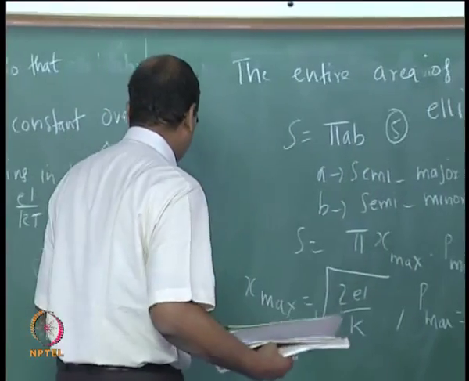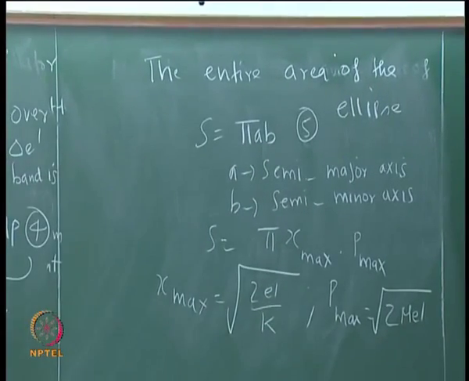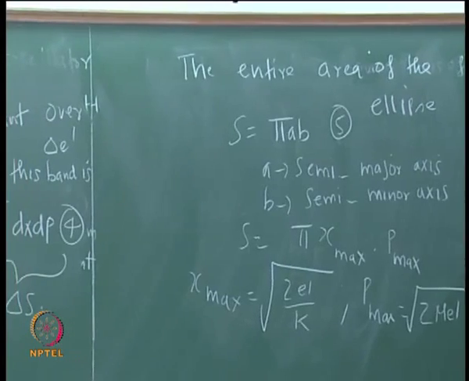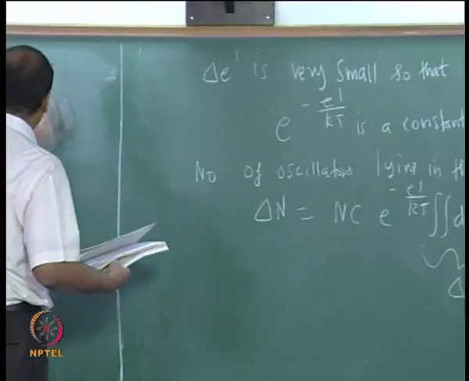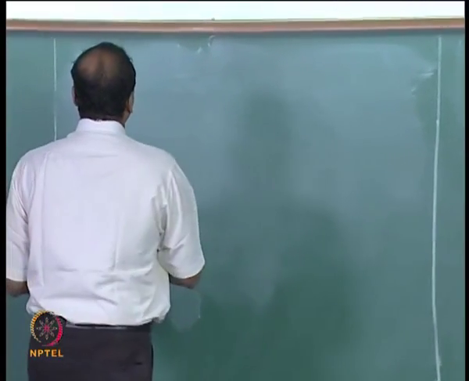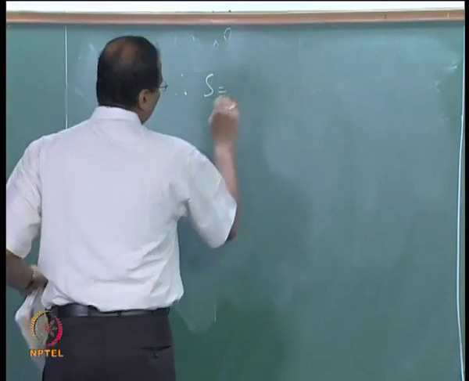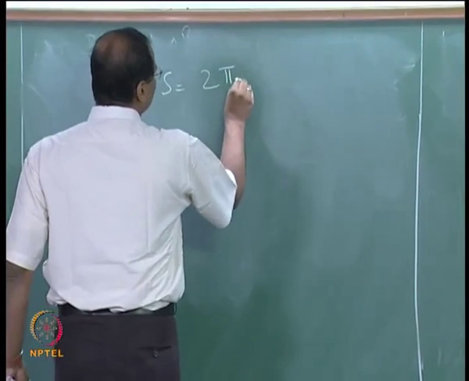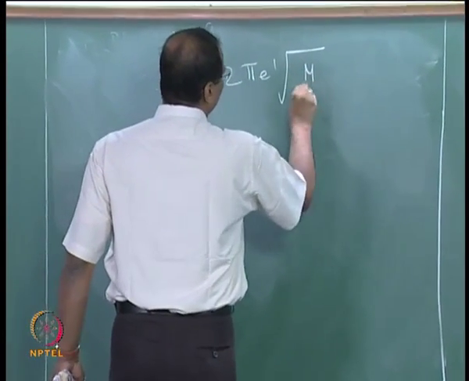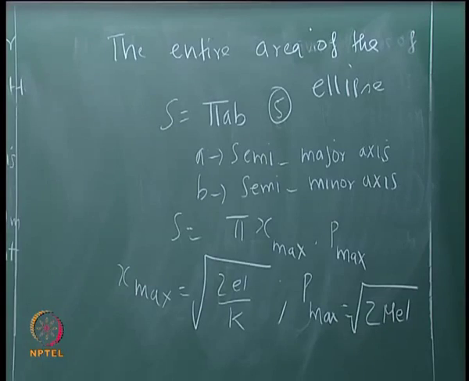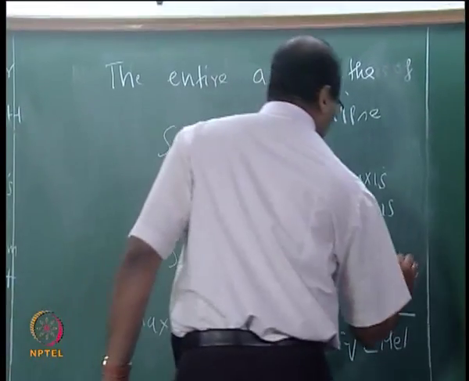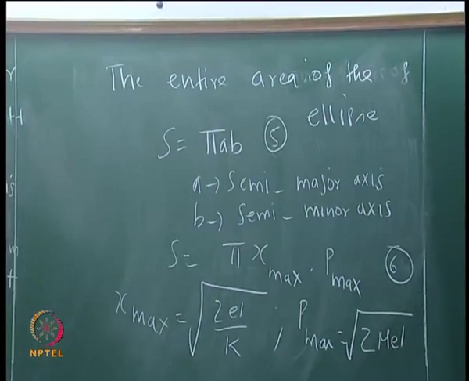Now we can get the area S. Therefore S is pi E dash root m by k. So, this is an important step. 6, 7.